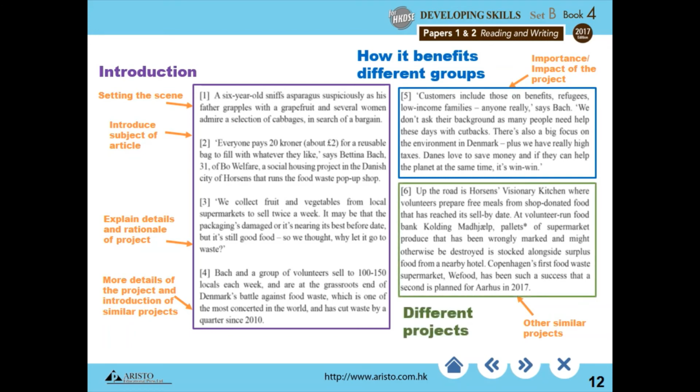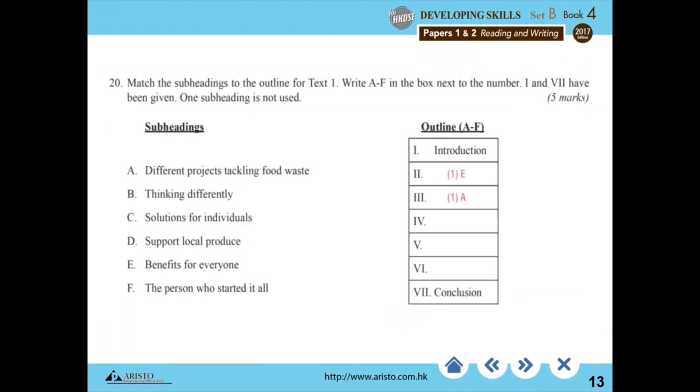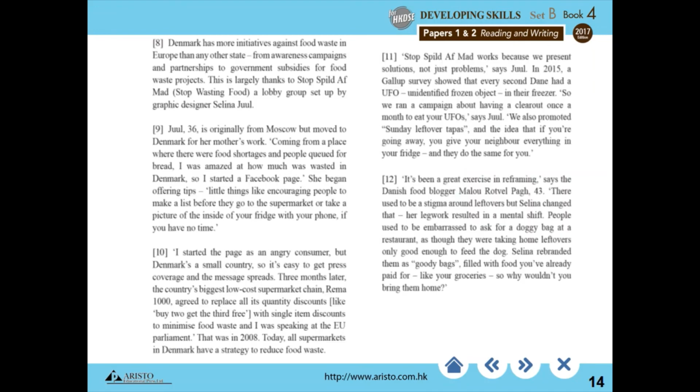food waste projects. Therefore, we can see that the section that follows the introduction is about benefits for everyone, which means subheading E is a match for section 2 on the outline, and the section after that is about different food waste projects, which means subheading A is a match for section 3. Let's look at the next section in the text.